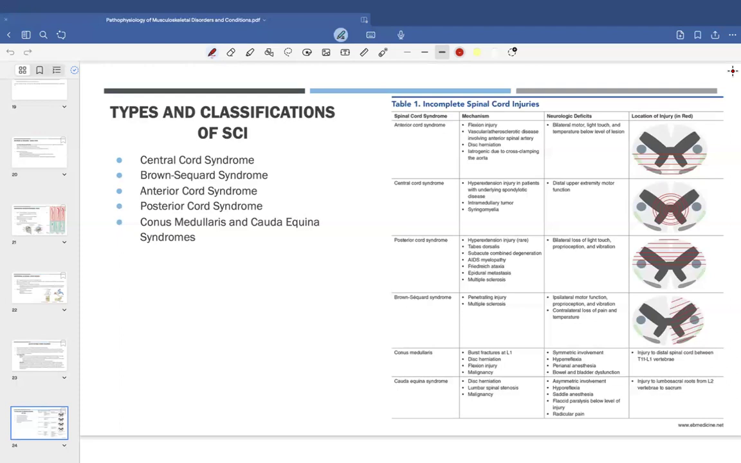So these are your different spinal cord syndromes. Okay, and you've got to think about mechanism, know your anatomy. Okay, what's anterior, what's posterior, what does central do? Okay, and your anatomic locations.